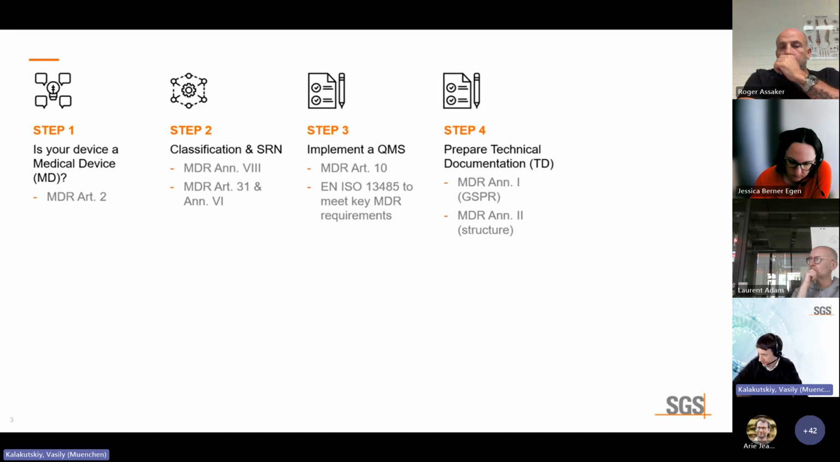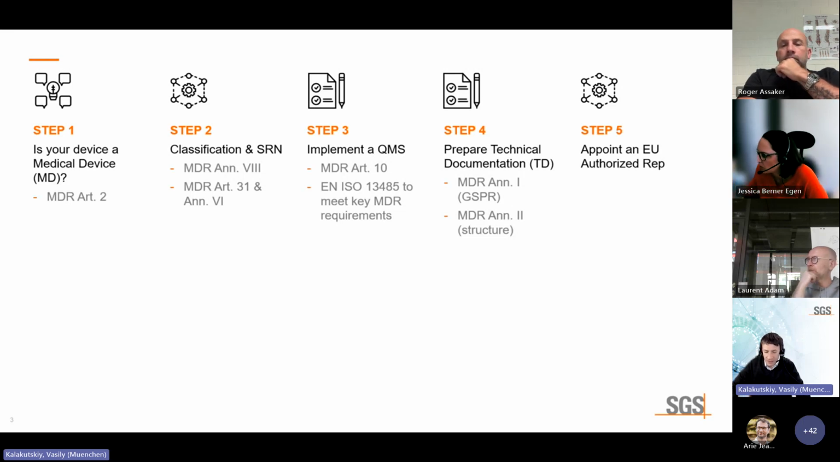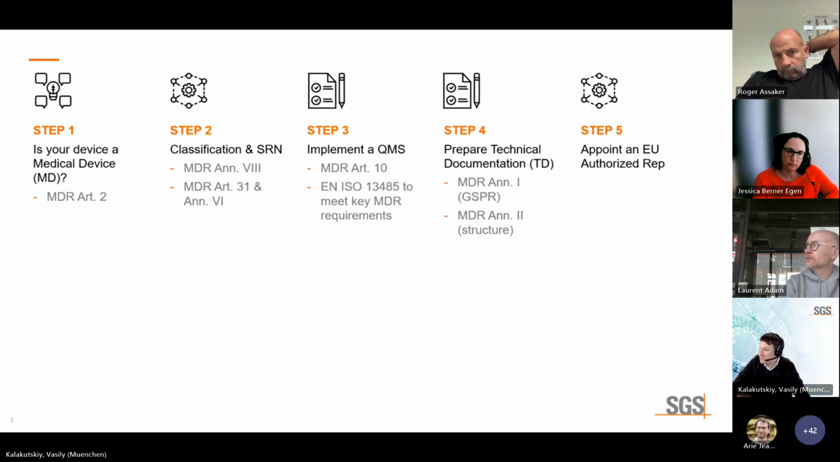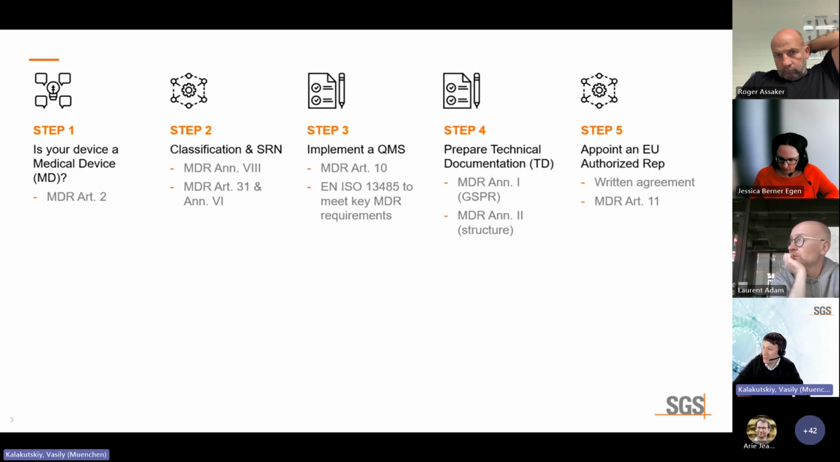Same you can also do. Next step is appointing the representative in the European Union. I think this part is mostly for the manufacturers that are located outside of the European Union. So for those who are in the EU, you are lucky not to have this step. The written agreement is required, and details are laid out in Article 11.